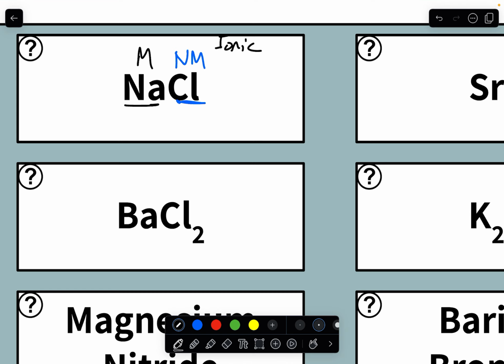All right, so the steps for ionic, for naming, is we're gonna write the name of the first metal, or the name of the metal. So Na is sodium. And then we're gonna write the name of the non-metal. So chlor, and instead of writing chlorine, we change the ending to IDE, chloride, so sodium chloride.